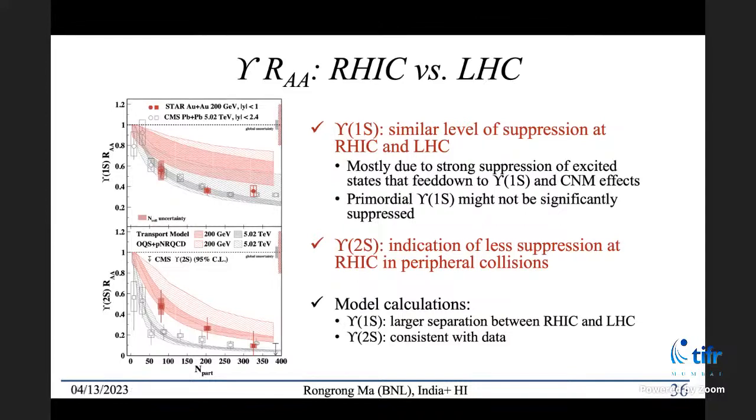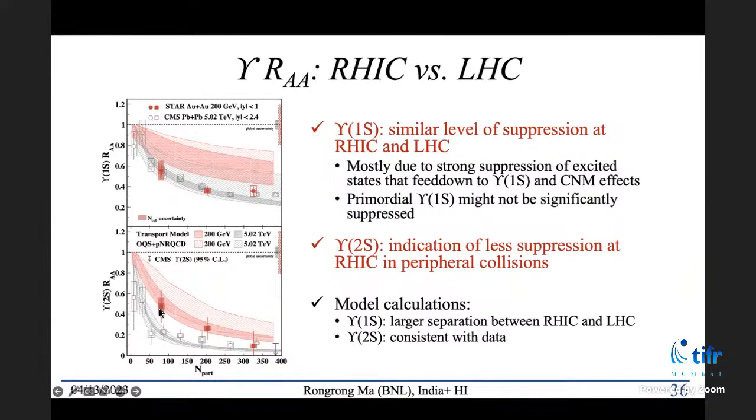When we interpret, say, the ground state like Upsilon 1S or J/psi, you need to take into account the reduced feed down from the excited states, because they are more suppressed compared to the ground state in the QGP. And there is also cold nuclear matter effect. So maybe the direct or primordial Upsilon 1S itself is not significantly suppressed at RHIC at 200 GeV and 5 TeV. Of course, we need a much better precision, especially on the STAR or the RHIC measurement, to be able to make a more firm conclusion here.